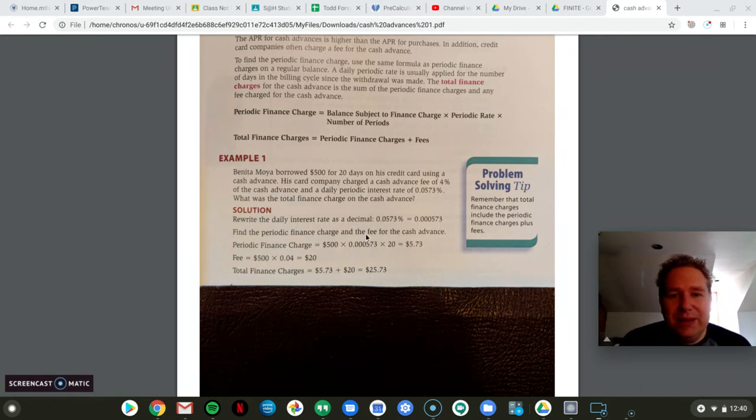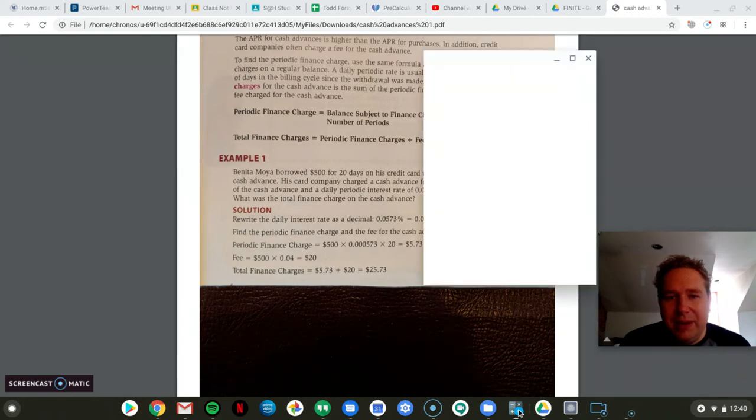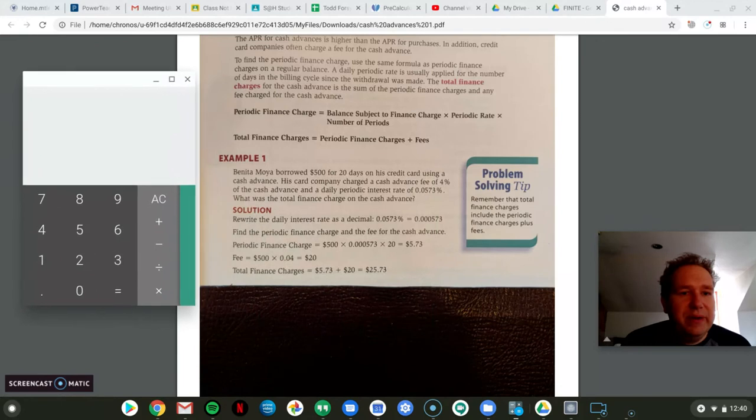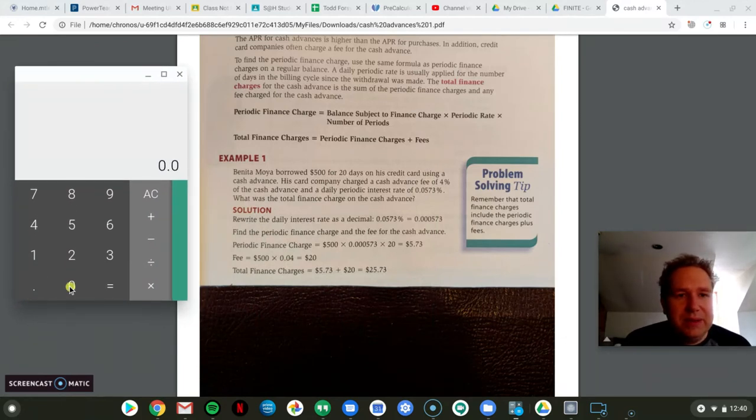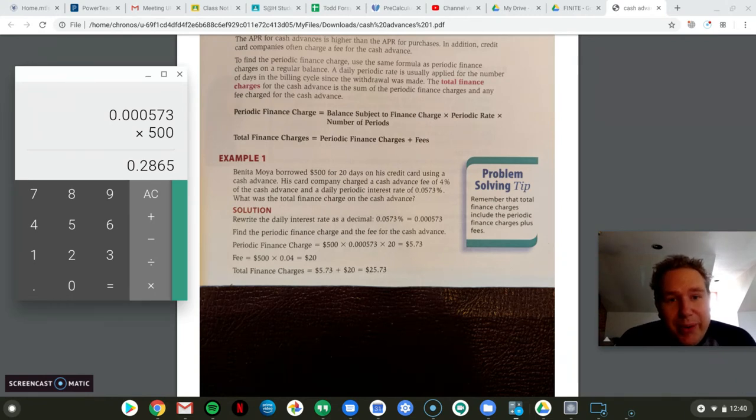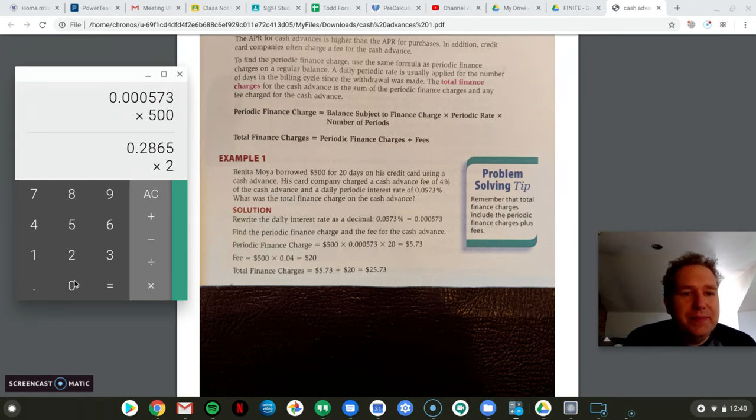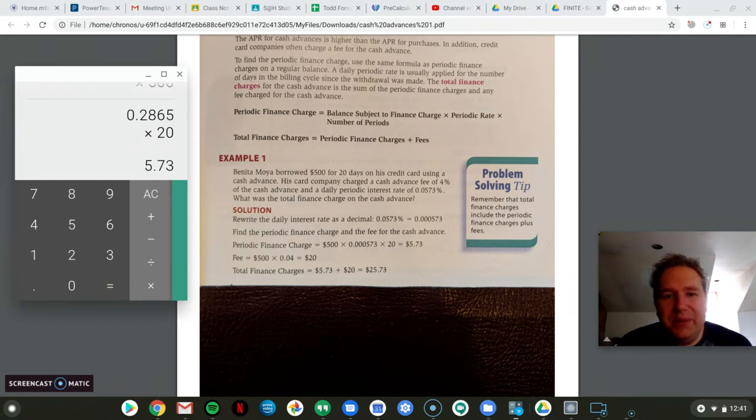So the solution is first write the daily interest rate, basically add two zeros in front of it in your calculator. So you would take your calculator, put in 0.00 and then the interest rate 0.573. You multiply that by how much they borrowed, the $500, and that's basically how much they're getting charged every day, right? So that's for one day, but he did this for 20 days. So if I multiply that by 20, $5.73, that's the finance charge that's associated with that. So that's the interest that they have to pay.